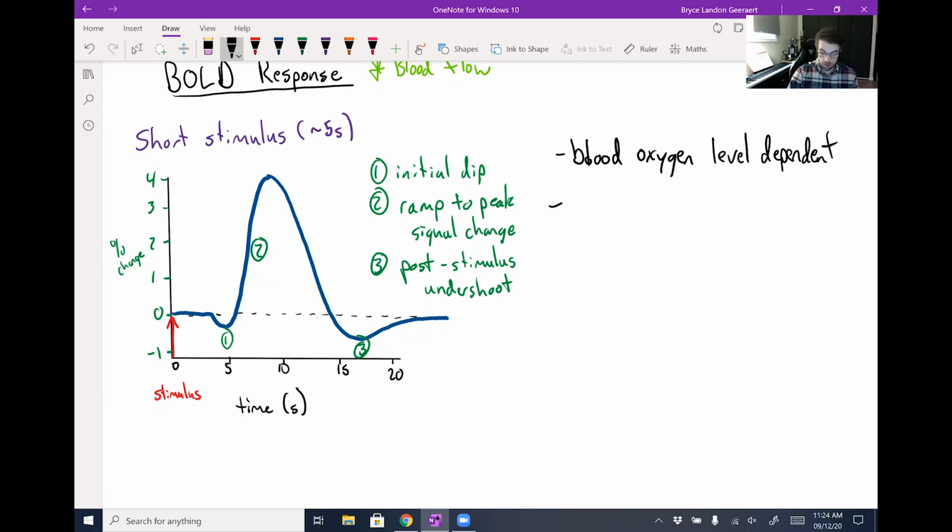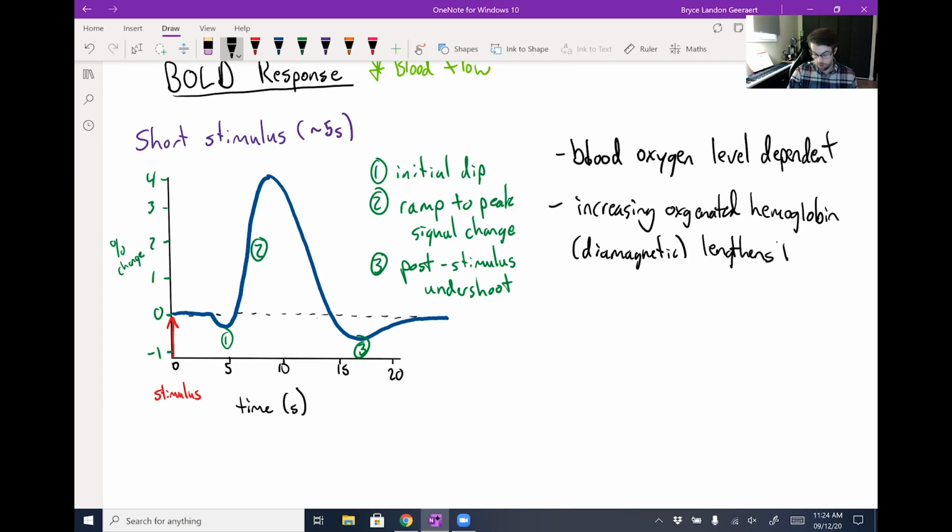And I'm just going to summarize here. Increasing oxygenated hemoglobin, which is diamagnetic, lengthens T2 and T2 star, thus increasing our signal. And that is the basis of how we are detecting brain activity.